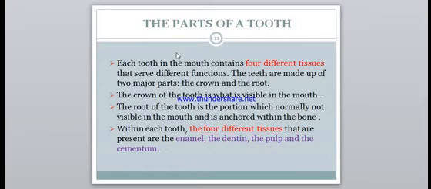When we look at the parts of a tooth, each tooth in the mouth contains 4 different tissues that serve different functions. The teeth are made up of 2 major parts, the crown and the root. The crown of the tooth is what's visible in the mouth, and the root is the portion which is normally not visible in the mouth and is anchored within the bone. The 4 different tissues present in a tooth are enamel, dentine, pulp, and cementum.